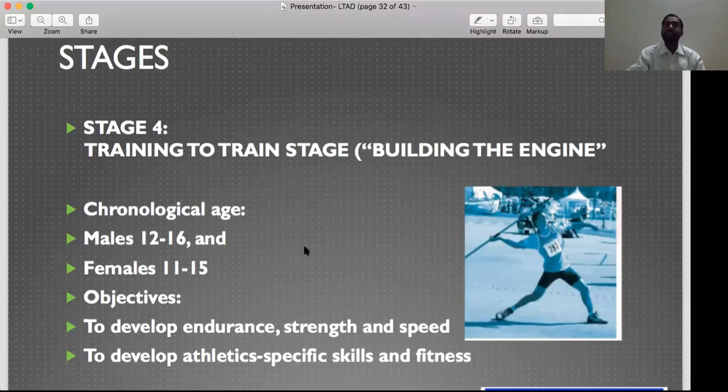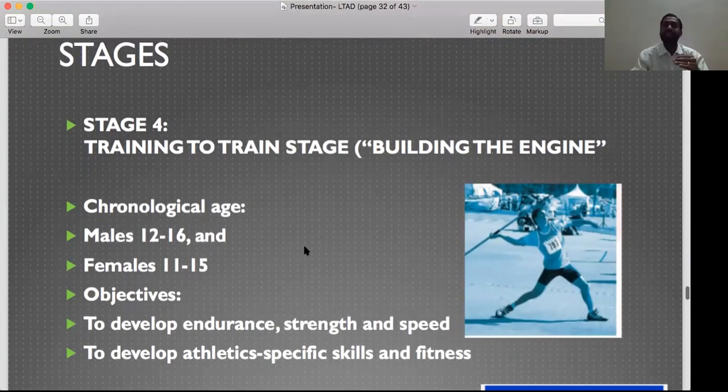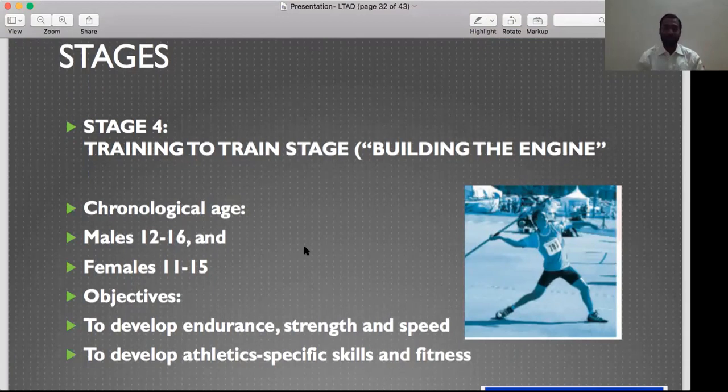Now, stage 4 is the training to train stage. This is where the engine is built. This is where the males are between 12 to 16. You're physically matured. You've done the fundamentals, right? Females are 11 to 15, based upon when they attain the menarche. The objective is really to strongly create endurance, strength, and speed, no matter what sport you're taking.